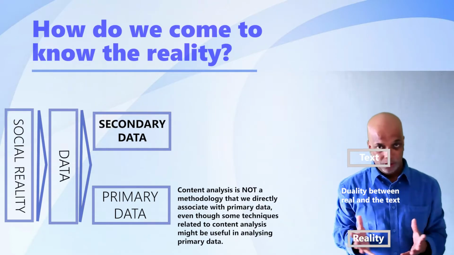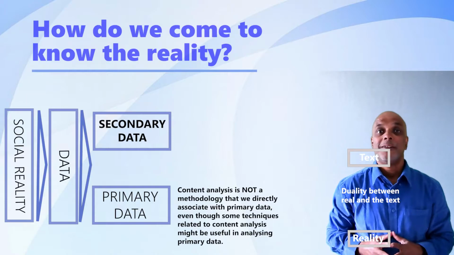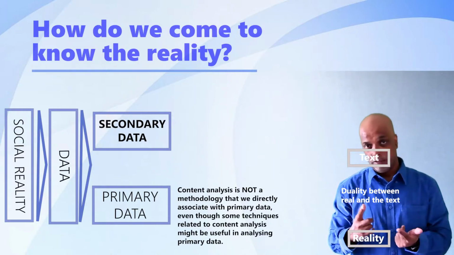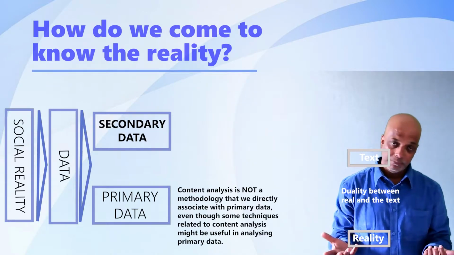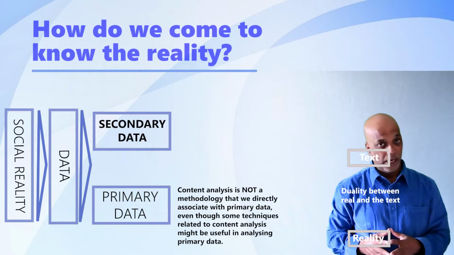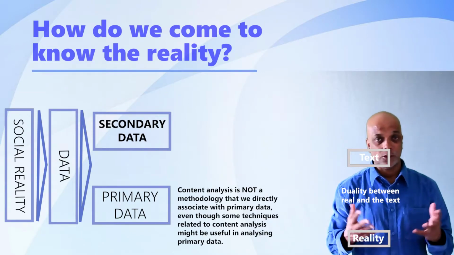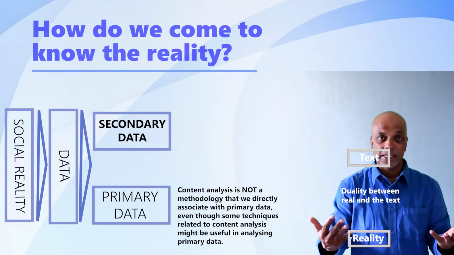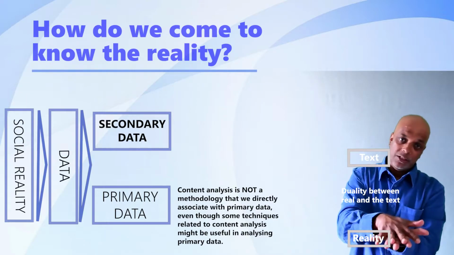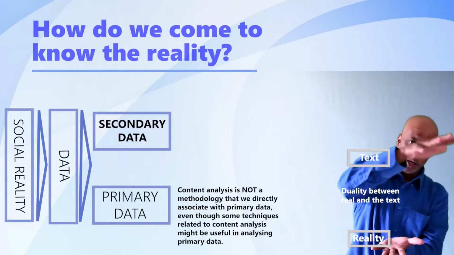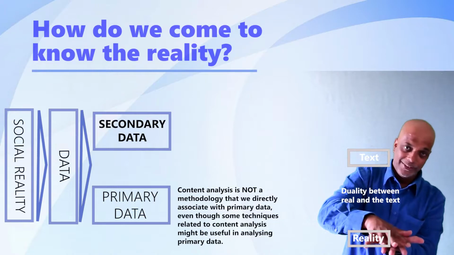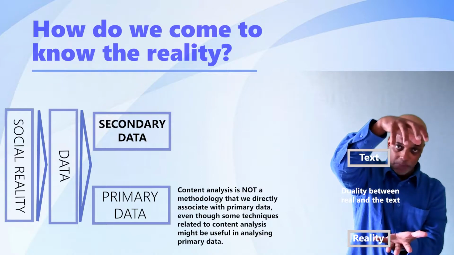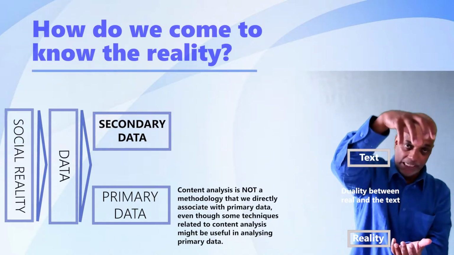So when you look around, you find loads and loads of secondary data. Sustainability reports, corporate reports, company web pages, news media, social media reports, social media accounts, and so on. So there are loads and loads of data created by the reality itself. So as a researcher, you can use them to understand the reality. So those are the secondary data. And the secondary data is the type of data that content analysis would deal with.